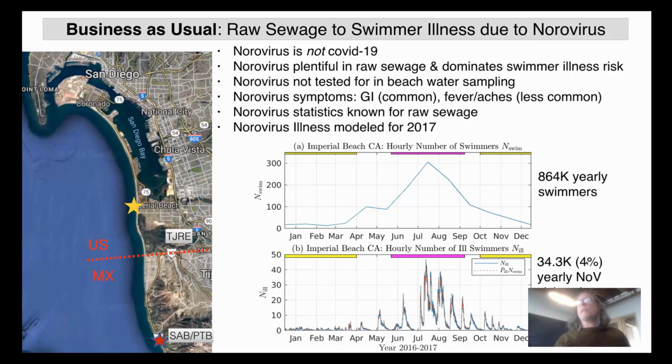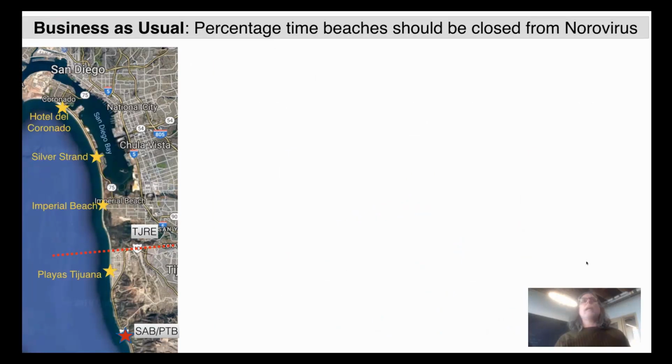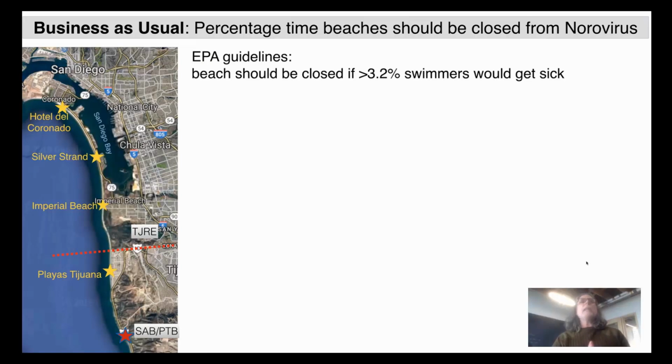34,000 of them, about 4%, become sick from norovirus, according to the model. Okay? And so we can also then estimate the percentage of time the beach should be closed from norovirus, or at least be under advisory. Now, EPA guidelines say that a beach should be under advisory if more than 3.2% of the swimmers would get sick. And this value is what's used to set the levels of various types of pathogens.